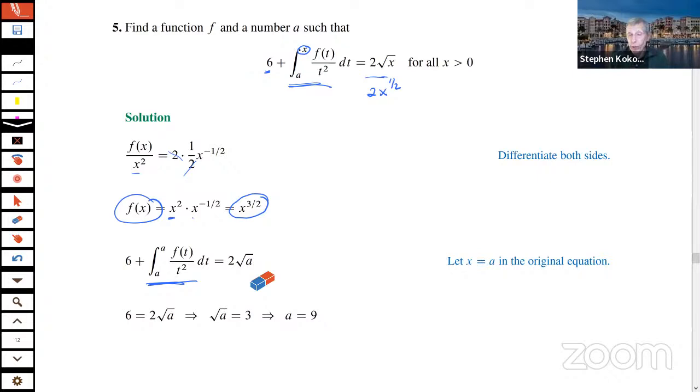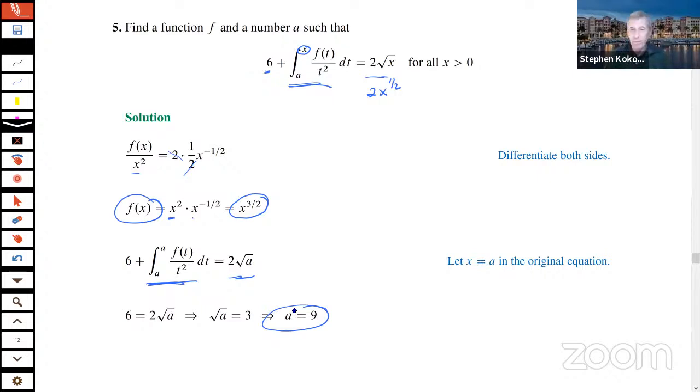I've got a 2 square roots of a, on the right-hand side. And let's see, did I solve that correctly? The square root of a is equal to 3. Square both sides. A is equal to 9. That's a nice expression. You should try that one tomorrow morning, I think, with your calculus class.